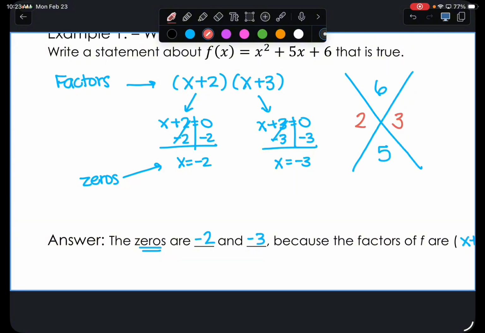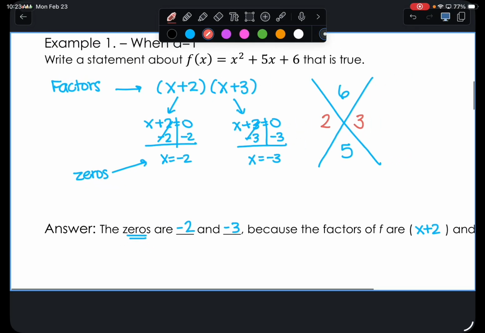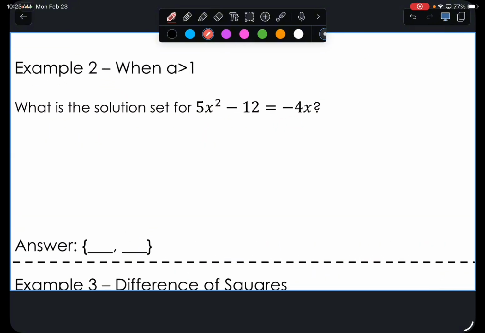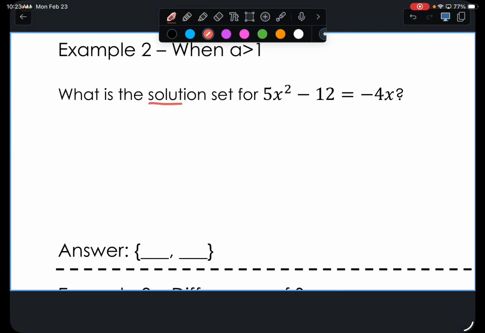We're going to skip example 3 because example 3 has its own day, which is tomorrow. I just have to get rid of that example on these notes. All right, example 2. What is the solution set? When it asks you for the solution, x-intercept, that means you need to solve, factor and solve. Let me just get rid of that. Hold on. I don't want to write that. I want to write factor and solve.